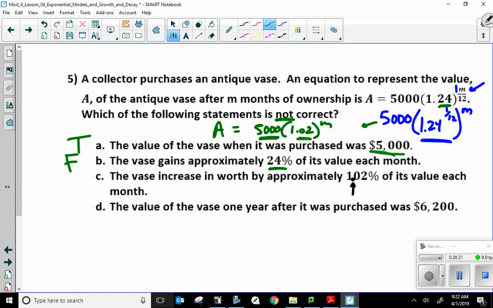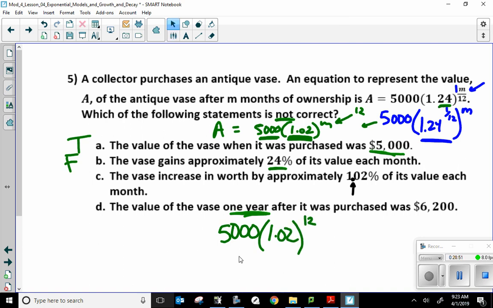The vase increases in worth by approximately 1.02% of its value. Yes, this is what it's going up by, 1.02% of its value. That's why that decimal is important. The value of the vase 1 year after it was purchased was $6,200. If 1 year is 12 months, I put a 12 here for M: 5,000 times 1.02 to the 12 months, which is a year. Let's make sure that our answer is B and not D. We said C was true.